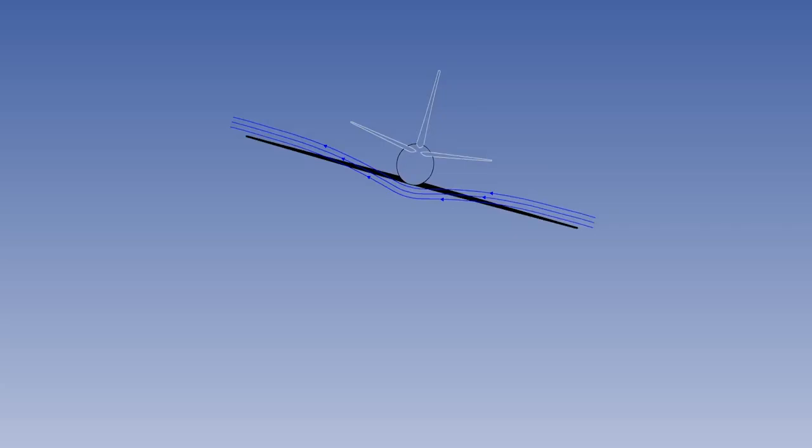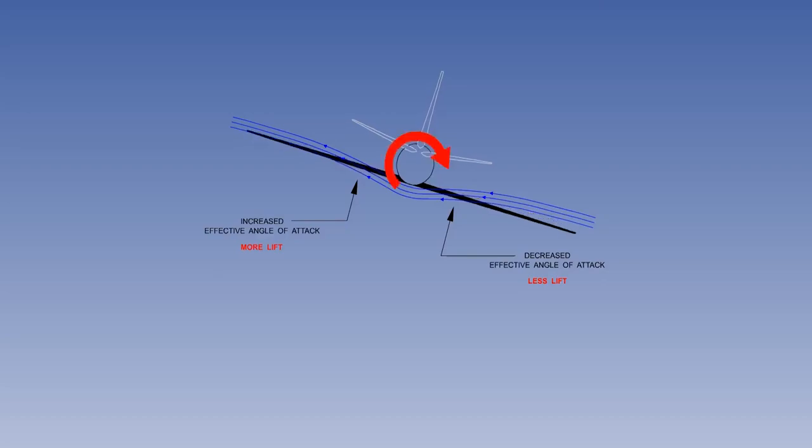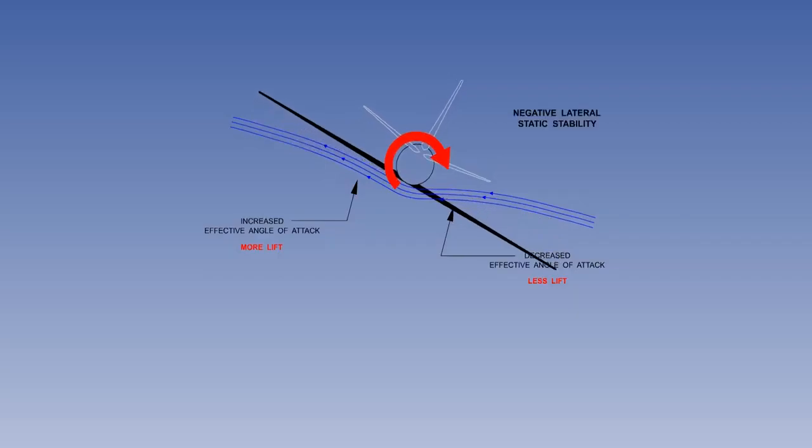First, we'll look at a wing mounted on the bottom of the fuselage. The wing into wind has a decreased effective angle of attack and less lift, whereas the wing out of the wind has an increased angle of attack and more lift. The difference in lift on each half of the wing will generate a rolling moment that rolls the aircraft further away from wings level. The aircraft has negative lateral static stability.